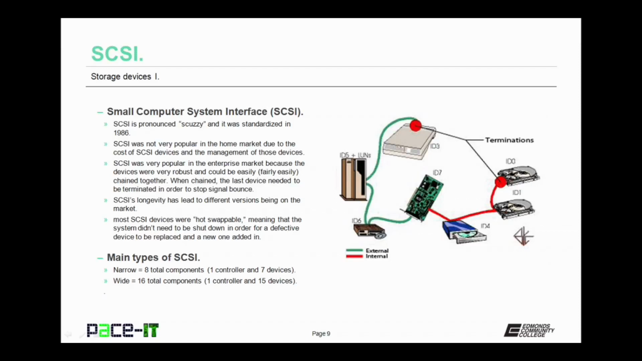Now, there are two main iterations of SCSI. There's narrow SCSI. That means 8 total components could be chained together, 1 controller and 7 devices. And then there's wide SCSI. That's where 16 total components could be chained together. Again, 1 controller and then 15 devices.